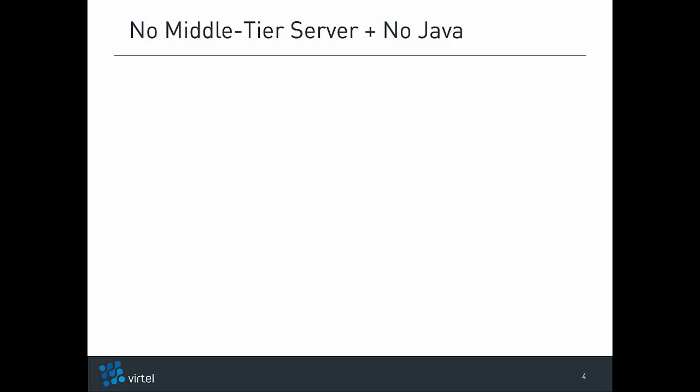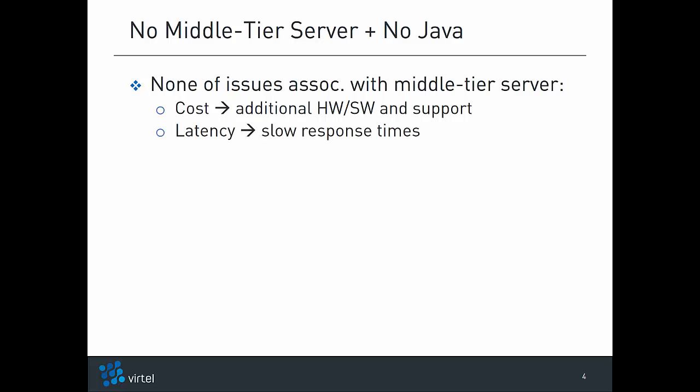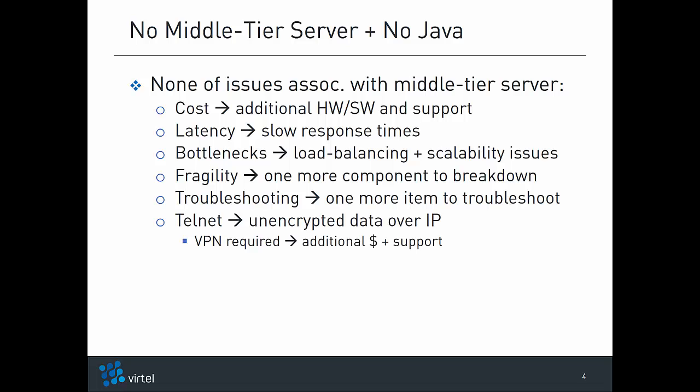Unlike traditional TN3270 emulators, Virtel Web Access doesn't use middle-tier servers or Java components. It eliminates the issues typically associated with middle-tier servers, namely additional hardware, software, and support costs, additional latency, which can lead to slow response times, a potential for bottlenecks, load balancing, and scalability issues, additional complexity and fragility, additional components to troubleshoot when something goes wrong, and the usage of TN3270 connections, which most of the time send unencrypted data over IP connections, hence requiring the use of a VPN, which of course comes with additional cost and support requirements.